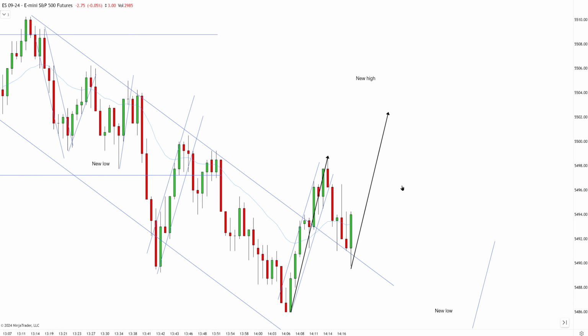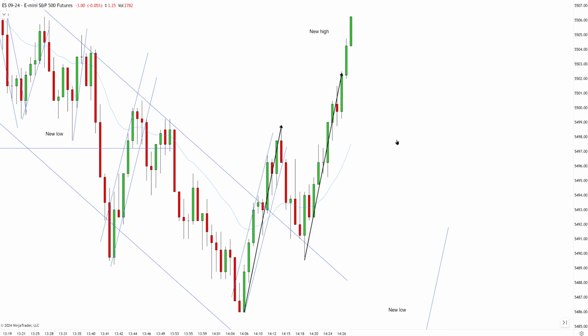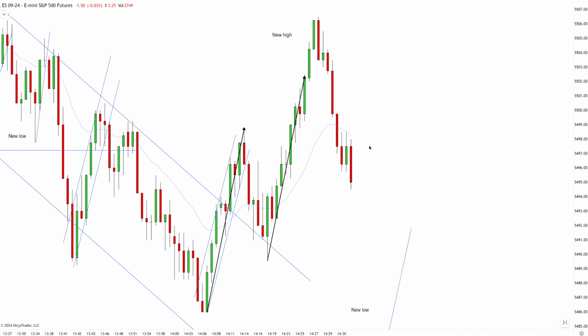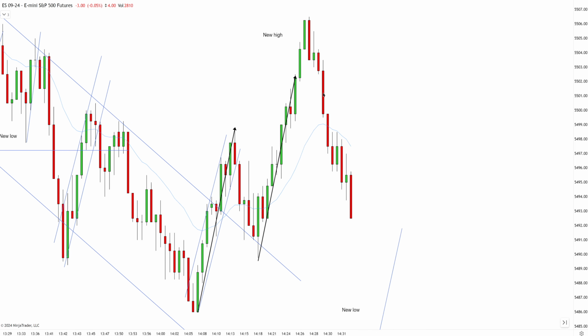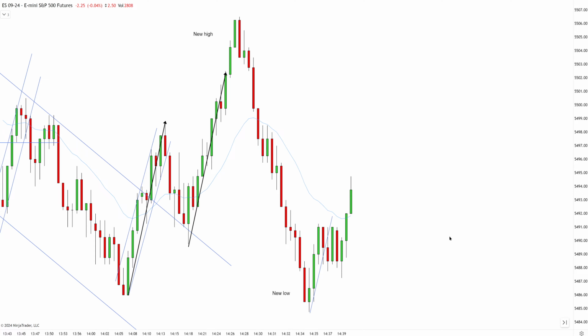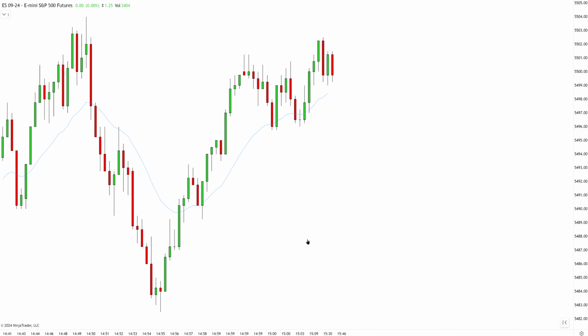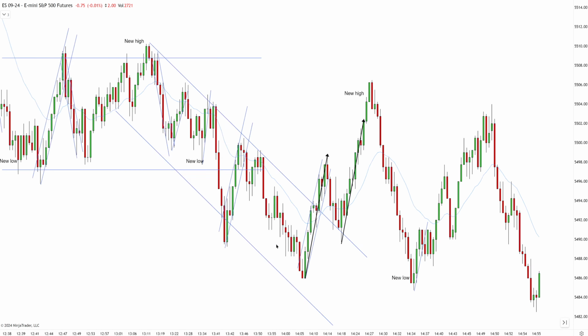Uptrend working higher. Break. Push to a new extreme. Prices keep working lower. So you want to see a second entry short. The downtrend makes a new low. That never happened. And now the market is about to close. So this is the overall structure for today.